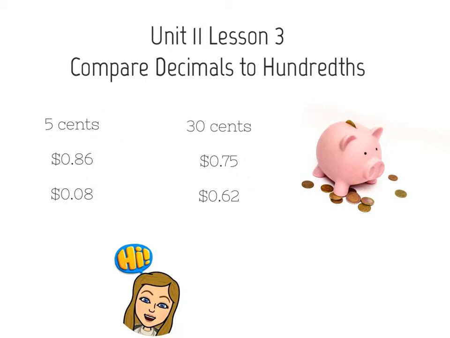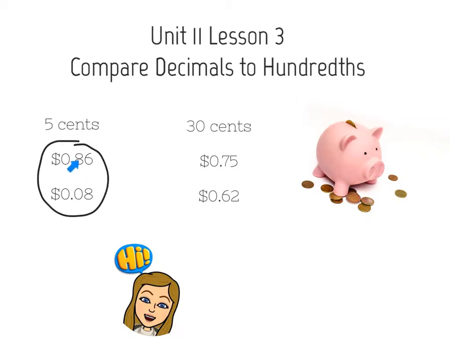So here we have some monetary amounts: 5 cents, 30 cents, 86 cents, 8 cents, 75 cents, 62 cents. When we compare decimals, the first thing we want to check for is, is there a whole number? If there is not a whole number, then we look right next door to the decimal. If that number is larger than the other, so let's say we were comparing 86 cents to 8 cents.